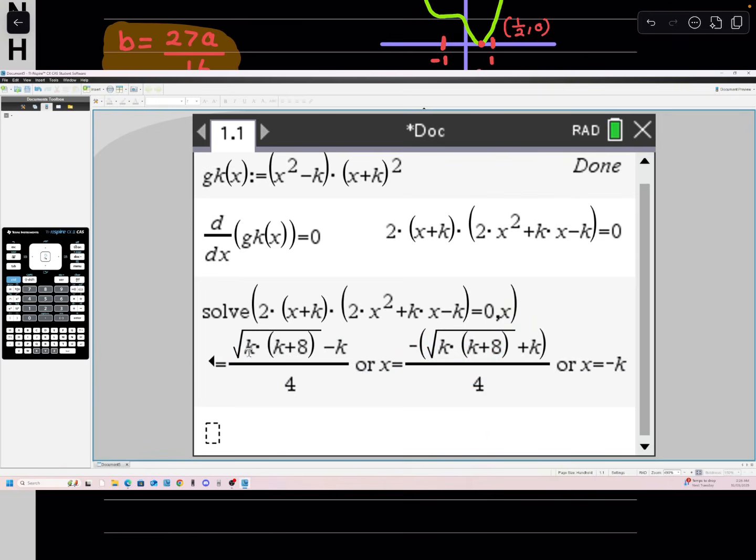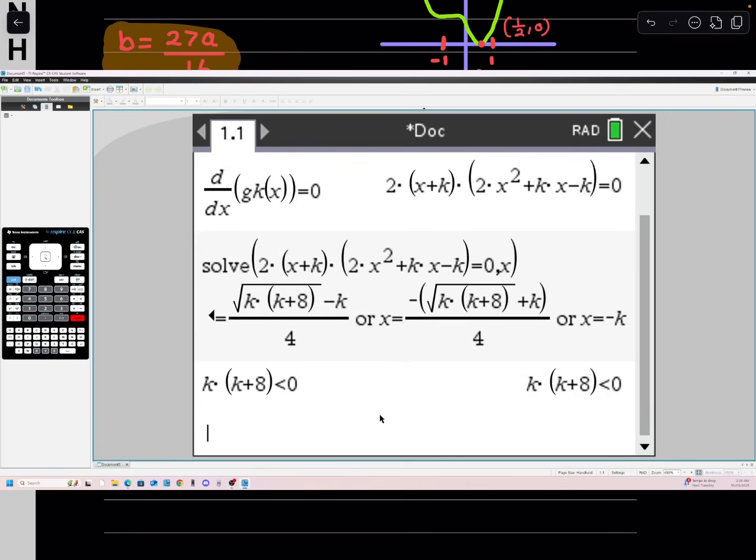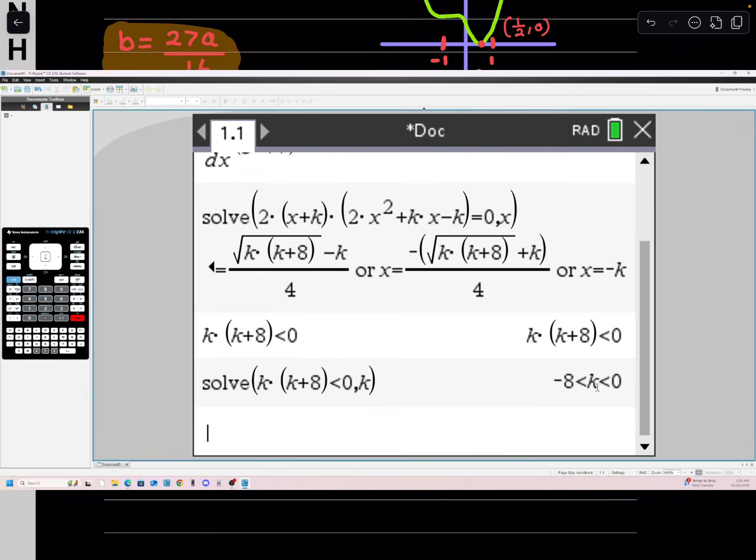Then what you want to show is that this square root inside here, we want to solve it when it's less than 0. You remember? And when we solve it, for k we get -8 less than k less than 0. But we can say that 0 is included. Beautiful. And -8 is not included, and we just write our answer. So our real answer is this.